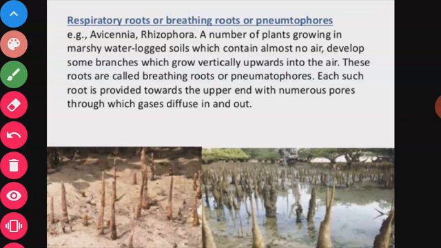So we have discussed here parasitic roots, stilt roots, prop roots, and breathing roots or respiratory roots, or we can say pneumatophores. These breathing roots are for gaseous exchange, because in water-logged soil there is almost no air, and for gaseous exchange those plants develop some roots which perform the function of gaseous exchange.